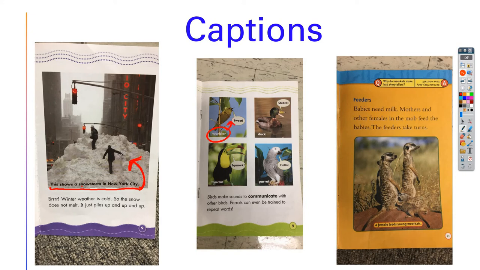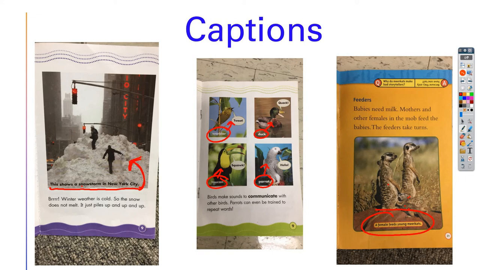And then these captions are saying, hey, this is a warbler. Those are the names of the birds. And that's a duck. That's the name of that bird. And that's a toucan. That's the name of that bird. And that's a parrot. That's the name of the bird. And then here's a caption on that picture. And it just says, a female feeds young meerkats. You see the mama, and she's feeding her babies. It's telling you that's what's happening. So captions are just on photographs, and it tells you, hey, this is what's happening in the photograph.